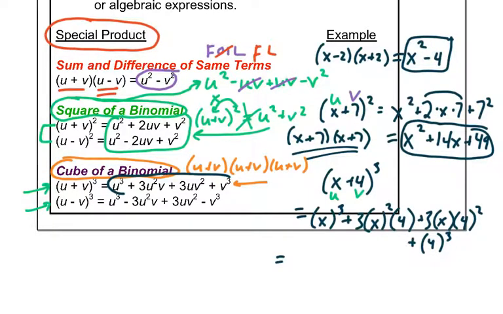The first term is x to the third, which is just x cubed. The second term here is, let's see, we have a 4 and a 3. That's 12, and then x squared. And the next term is a little crazy. We have 4 squared, which is 16, times 3. 16 times 3, I think that's 48, right? With just the leftover x. And the last term is 4 cubed. 4 times 4 times 4 is 64.